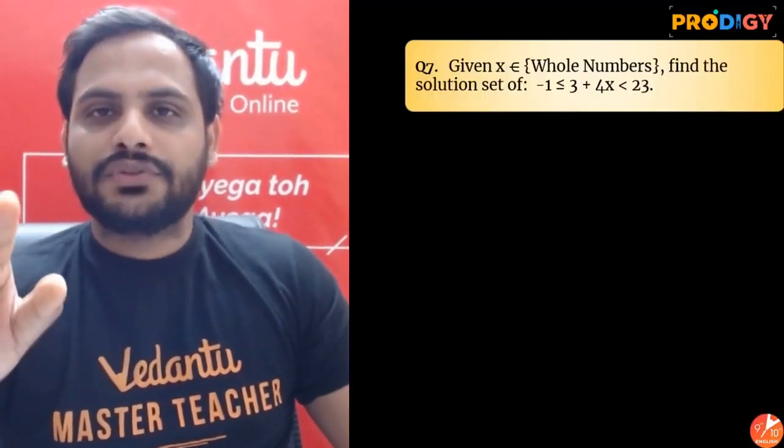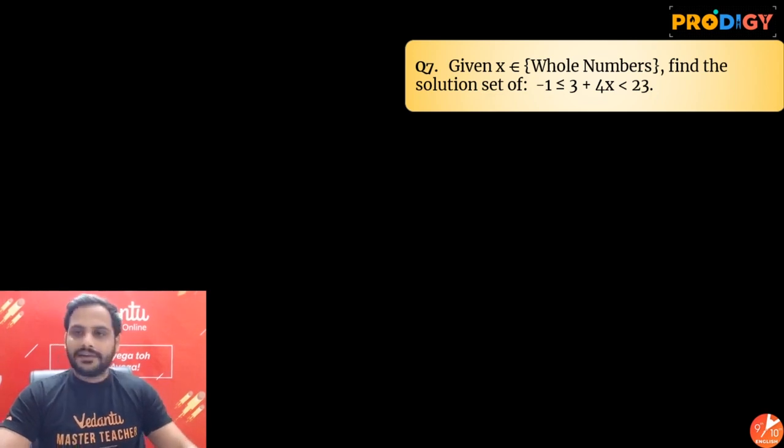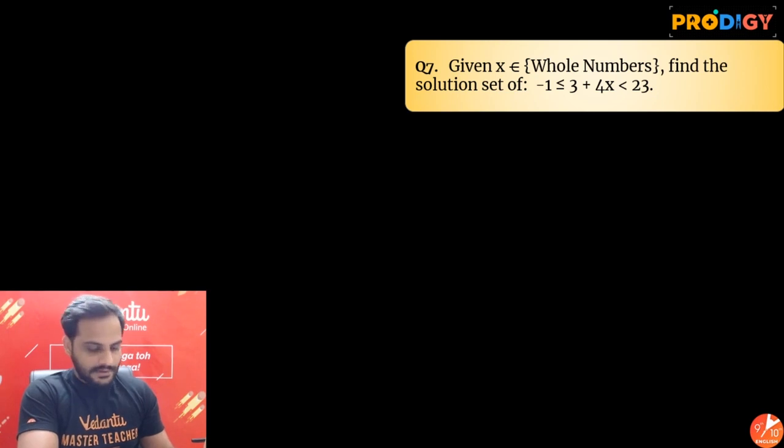Then I gave you this question as your homework. So what does the question say? Given x belongs to whole numbers, find the solution set of this: minus 1 is less than or equal to 3 plus 4x is less than 23.